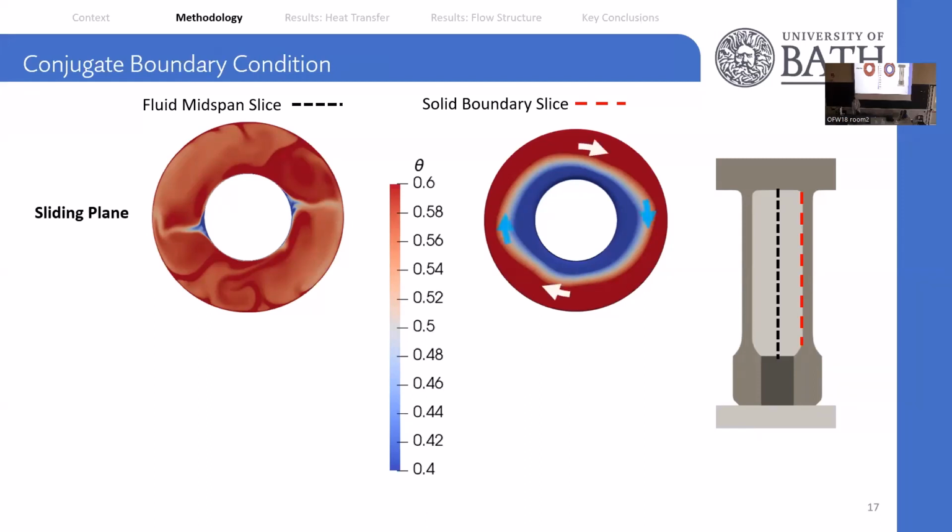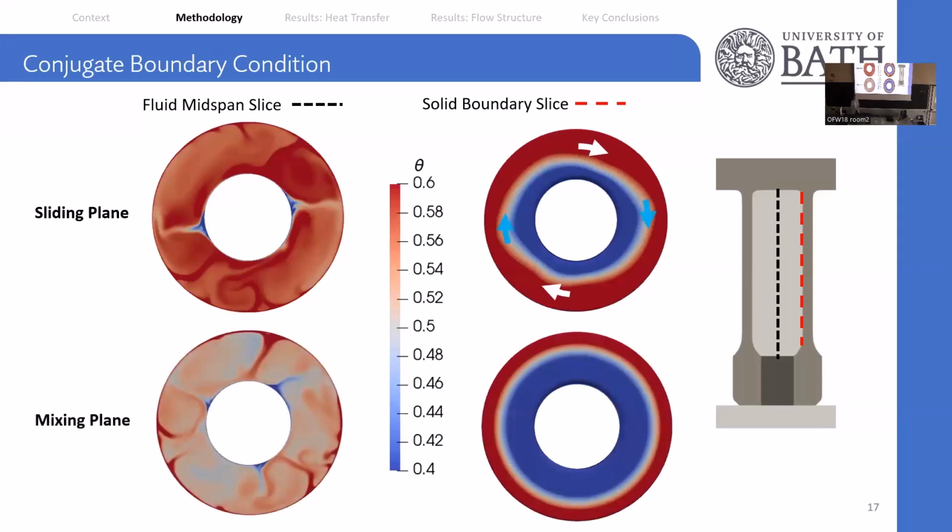By implementing a mixing plane, we can actually get the axisymmetric solution within the solid. And this is akin to the time average solution of the converged solid. And as a result, within the mixing plane, we can see that in the fluid core, we have these rotating structures that we see in buoyancy-induced flow.